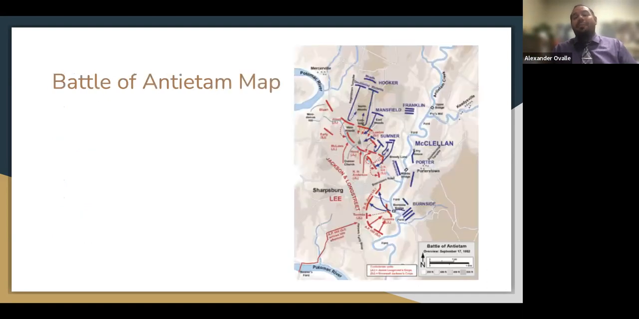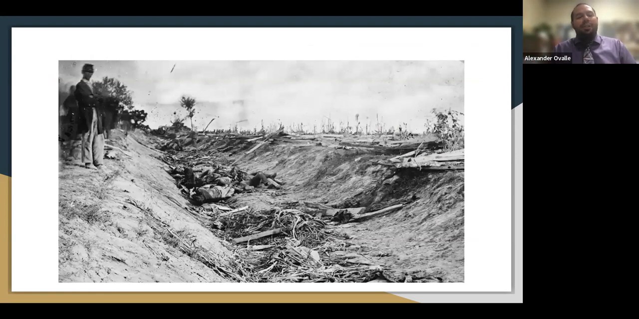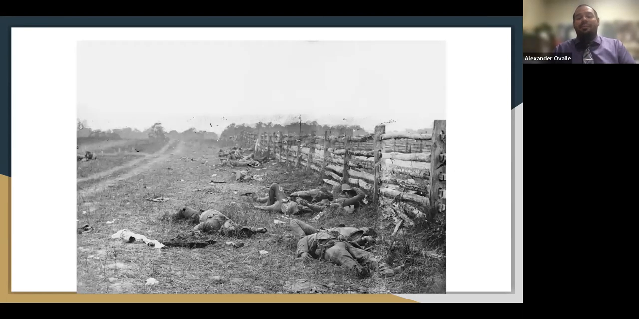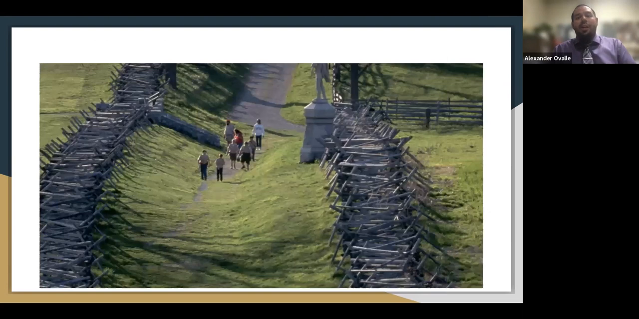Here's Antietam. Again, we love maps, y'all. We love them. Here are some pictures. Yes, these are actual pictures. They had pictures back then, black and white, dead bodies. Here's the memorial. You can go visit.